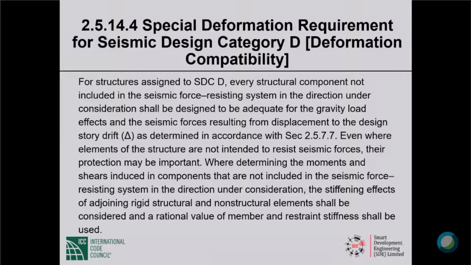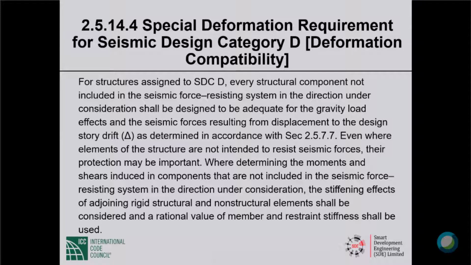Okay, this is also something very specific in BNBC 2020, although this is in every sensible code and standard you will ever see on seismic design. For structures assigned to design category D, every structural component not included in the seismic force resisting system in the direction under consideration shall be designed to be adequate for gravity load effects, etc.